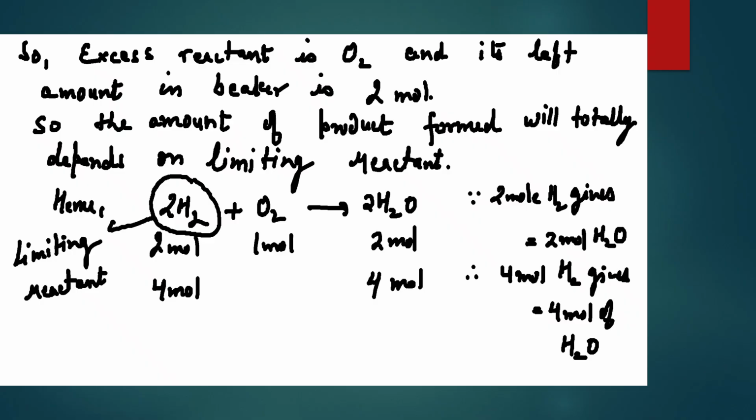Here we cannot take oxygen, as O2 is an excess reactant that cannot decide the amount of product formed. Only the limiting reactant can decide the amount of product formation. So we have to find in each and every question what the limiting reactant is. It is a very important topic to understand how to calculate the limiting reactant.